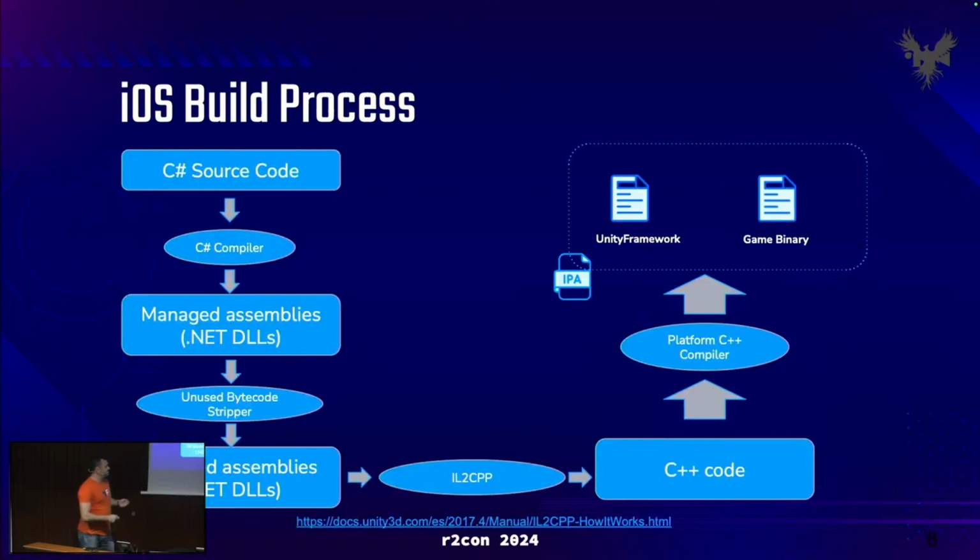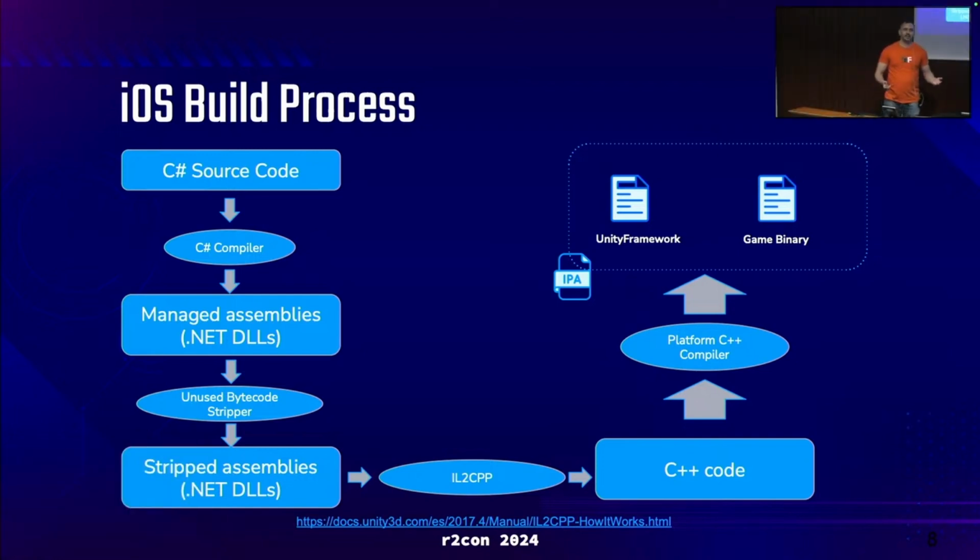This is the summary of what I already said. You have the C# source code, there's a C# compiler, then it creates some DLLs, then it uses a bytecode stripper, something internal to Unity, and with the stripped assemblies, like, okay, this is not even used, so I'm just going to use that part. I'm using IL2CPP, an automatic process that takes the intermediate language to C++. And then that C++ code is compiled to create the application itself, and all the result is here.